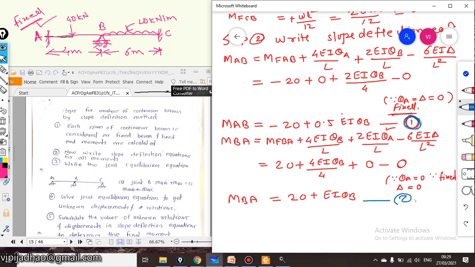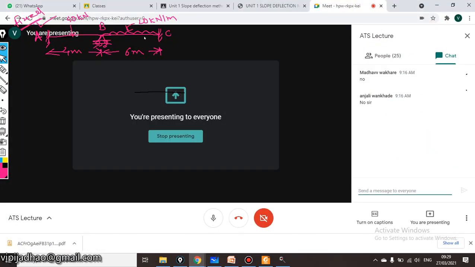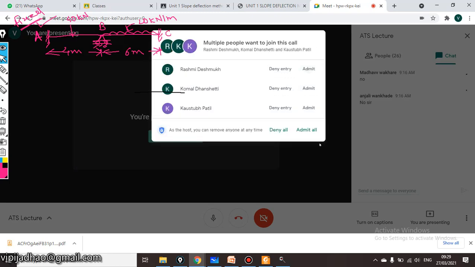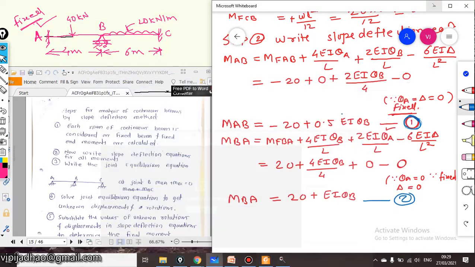This will be your second slope deflection equation.